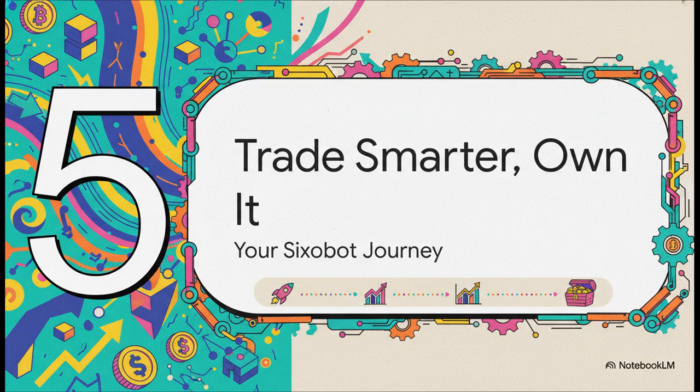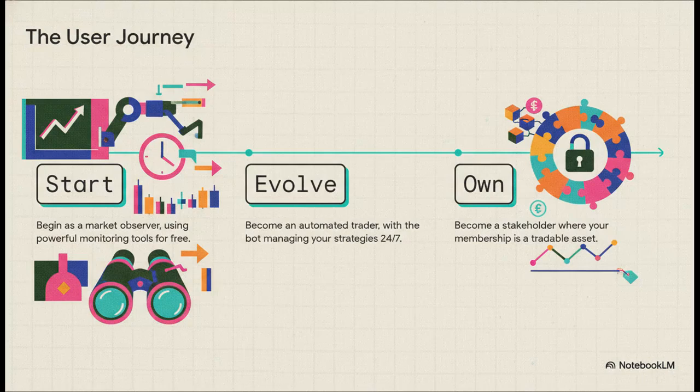Okay, so let's pull all this together and do a quick recap of the entire Sixobot journey, from the moment you start to the moment you really take control. Your journey really follows this clear path. You start out safely as a market observer, just using the free monitoring tools. Then you evolve into an automated trader, letting the bot do all that heavy lifting for you. But the final, most powerful step is when you own it. You become an actual stakeholder in this unique economy, where your platform access is a real asset you can trade.